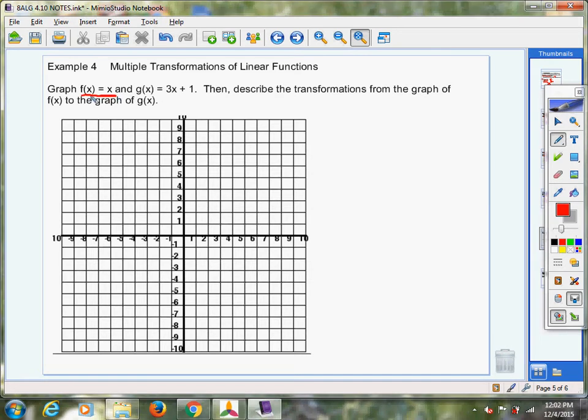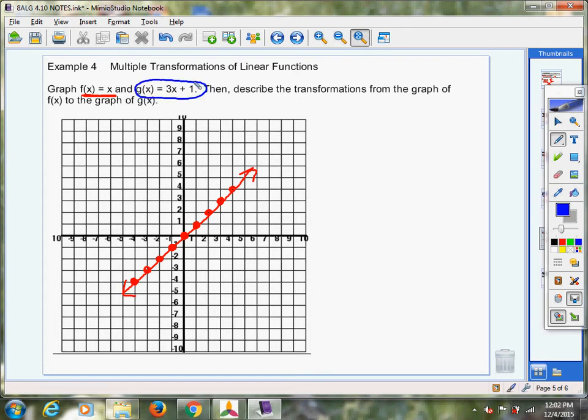All right, the first one I'm going to do is that parent function f of x is equal to x, starting at the origin, and we know we go up 1 over 1, up 1 over 1. So I'm going to go ahead and get that graph for you. You go ahead and mark it on your paper and draw a line. And then I'm going to switch colors, and now we're going to graph the g of x.